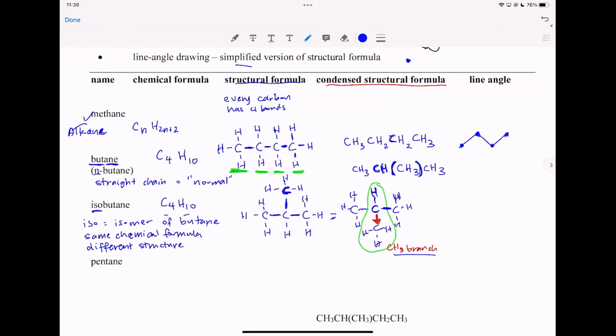With the line angle drawing, you just convert each of these carbons into a dot. So here's 1, 2, 3. Okay, and then there's a branch coming off that central carbon. So that's going to be the line angle drawing.